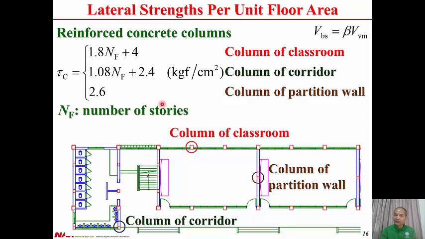From statistics, tau C for column of classroom equals 1.8 NF plus 4, where NF is the number of stories. For column of corridor, tau C equals 1.08 NF plus 2.4. And for the column of partition, tau C equals 2.6 kgf per cm square. The unit for tau C is kgf per cm square.